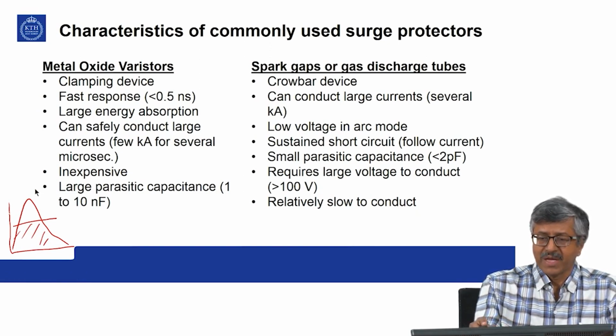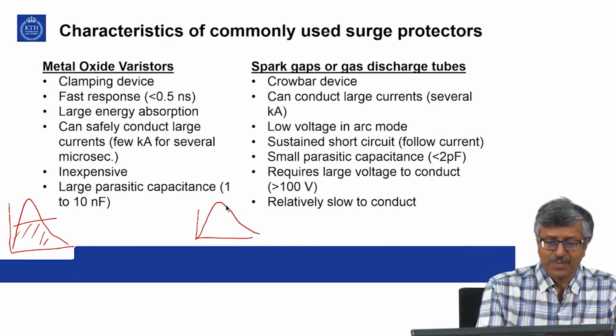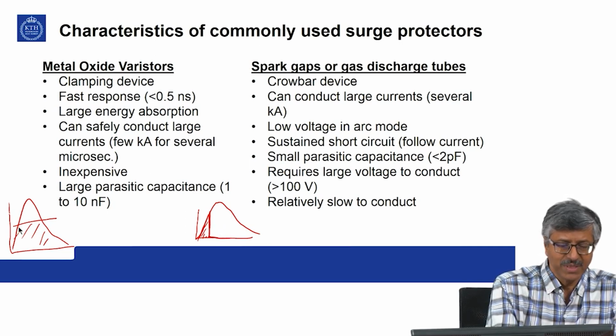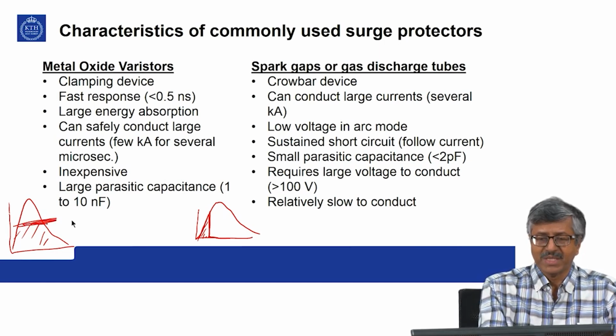Now, spark gap or gas discharge tube is more like a crowbar device. It is like putting a crowbar across two wires and kind of short circuiting it. So, it means that when this is operating, then suddenly the impulse comes to 0 level or to very low value. After that only this will remain. So, here it will be this, that is the residual value. So, in operation they are very different.